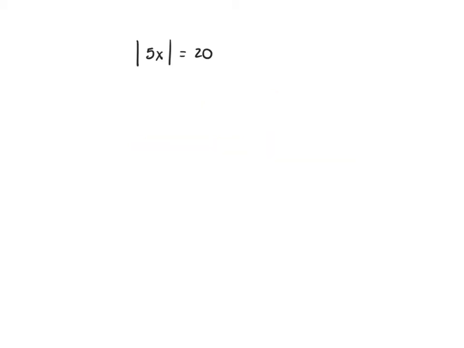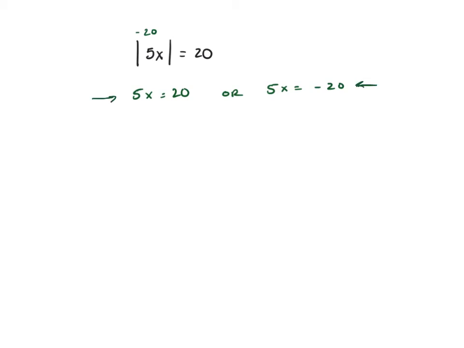Got a few more examples left. Here we have a multiplication in there, but we do exactly the same thing. We say, hey, 5x, you could be 20. Or 5x, you could be at negative 20. And think about this for a second. The absolute value of 20 is 20. The absolute value of negative 20 is 20. So both of these are possibilities.